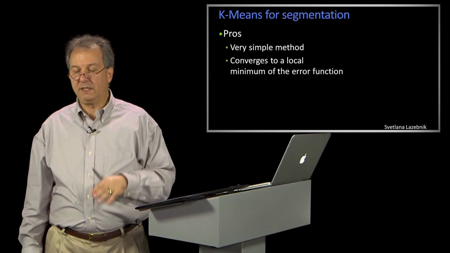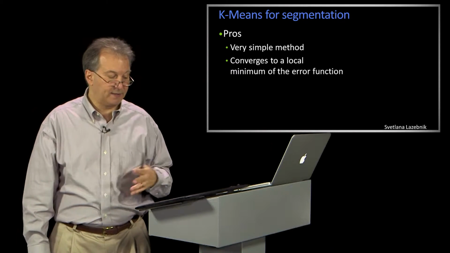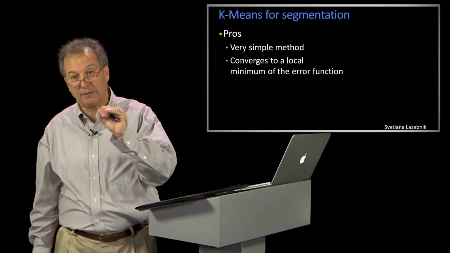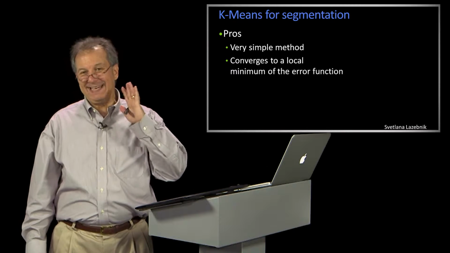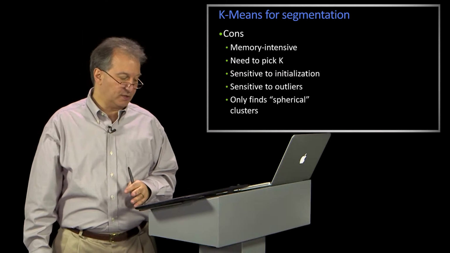K-means or something like K-means for segmentation, it has some strengths. It's very simple to do. By the way, it's guaranteed to converge. You can sort of show that. But it has some distinct challenges.